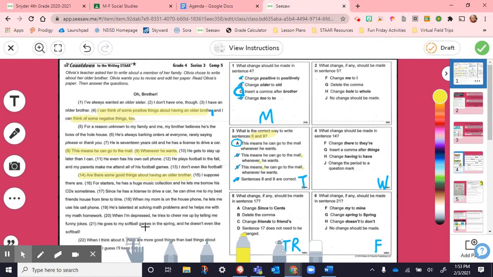All right, so job number 1, if it tells you to go to sentence 14, you go to sentence 14. Step 2, you need to read it, and you read it like a robot. Are there some good things about having an older brother, period? When you get to that punctuation, go ahead and say it out loud. It kind of helps it stand out. And then job number 3, think about it. Is there already something that catches your eye or that you know is incorrect, that you know is going to need to be fixed?